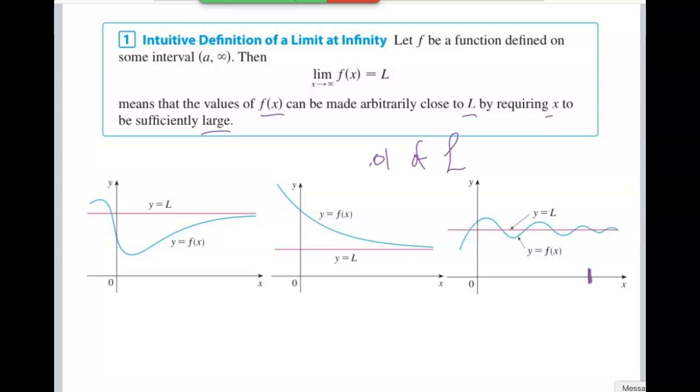And so horizontal asymptotes are different than vertical asymptotes, right? Your function doesn't cross a vertical asymptote, but you can have functions that cross horizontal asymptotes and still satisfy this limit definition at infinity. So you can see this last one over here.